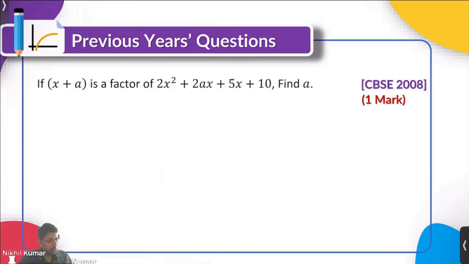The question says, if x plus a is a factor of this polynomial, find out a. Now, if you remember in class 9, you studied the factor theorem. It says that if something is a factor of something else, how do you find the zero of that polynomial? This will give you the zero of the polynomial as minus a. How? Let's see how.